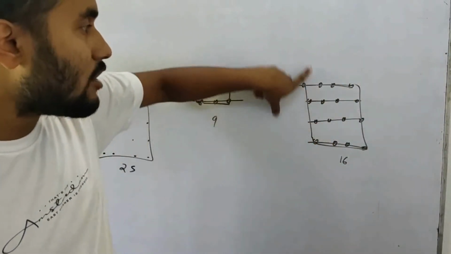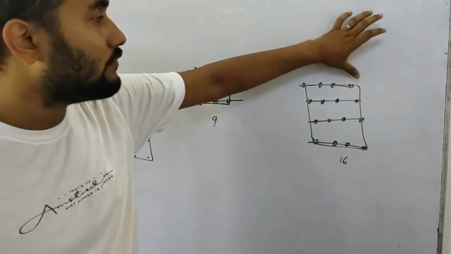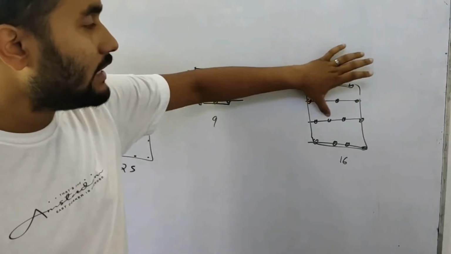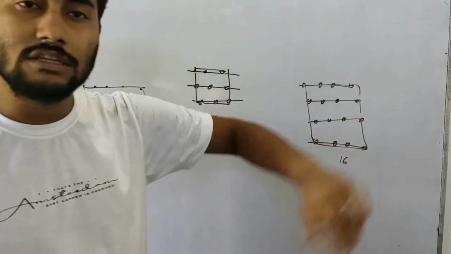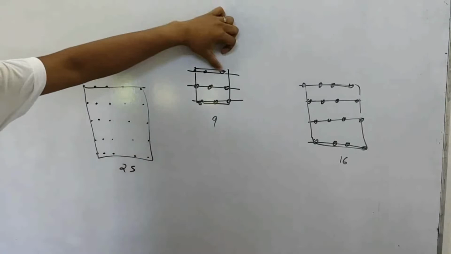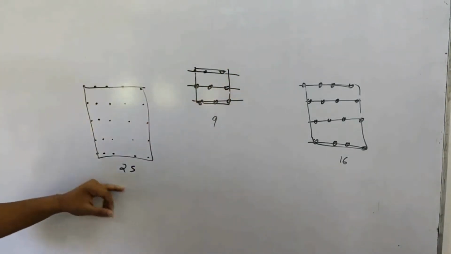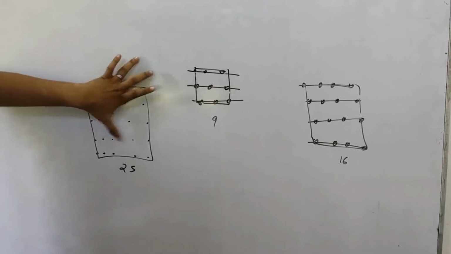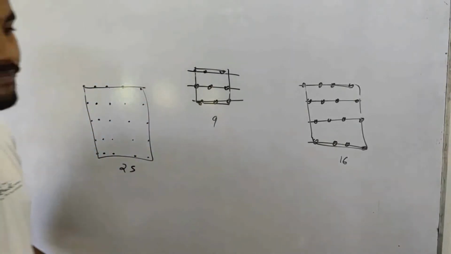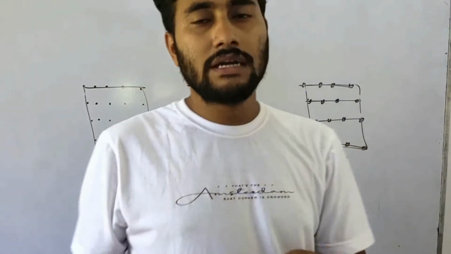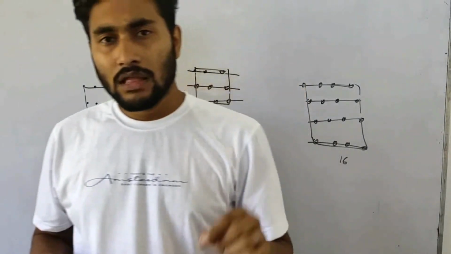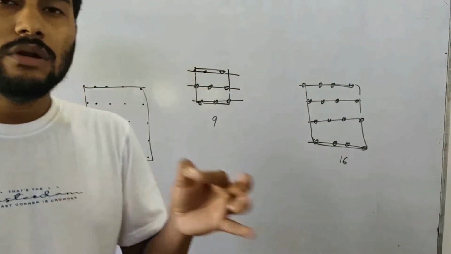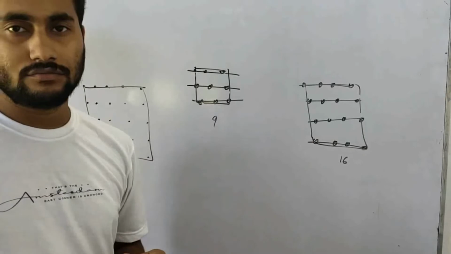Area, how much? 16. Now you count. 1, 2, 3, 4, 5, 6, 7, 8, 9, 10, 11, 12, 13, 14, 15, 16. 9: 1, 2, 3, 4, 5, 6, 7, 8, 9. 25: 5, 10, 15, 20 and then 25. That means if the arrangement is like this, then the total number of plants is equal to the area of the figure.